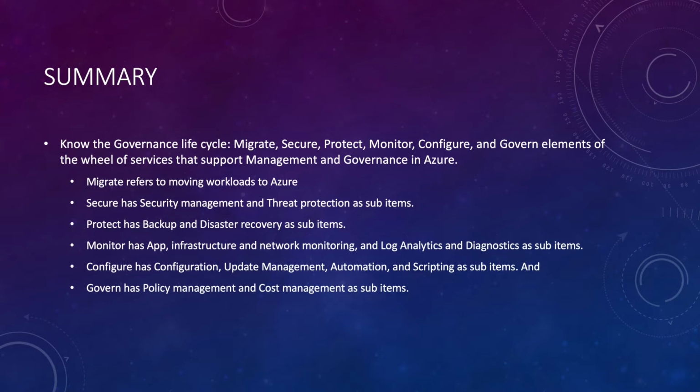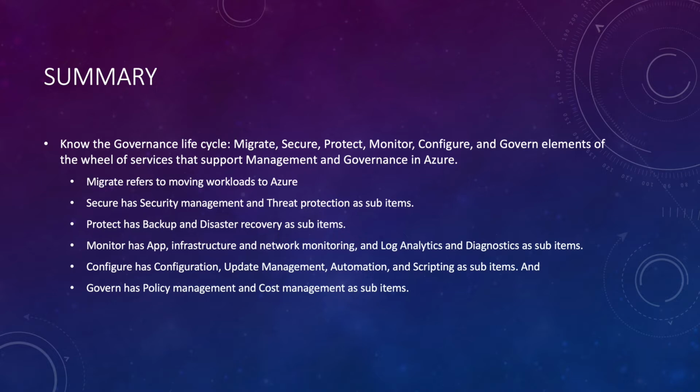So in summary, really just know that governance lifecycle, right? The migrate, secure, protect, monitor, configure, and govern. Make sure that you understand what they mean and how they work. Migrate refers to moving workloads to Azure. Secure has security management and threat protection as sub-items. Protect: backup and disaster recovery.